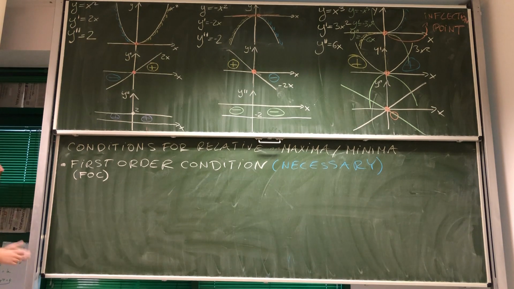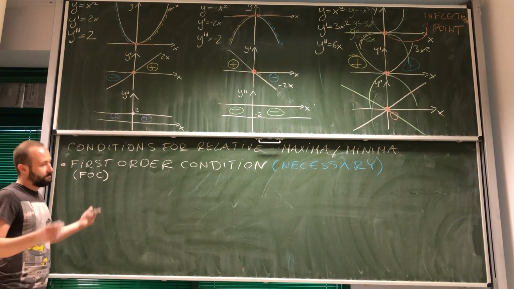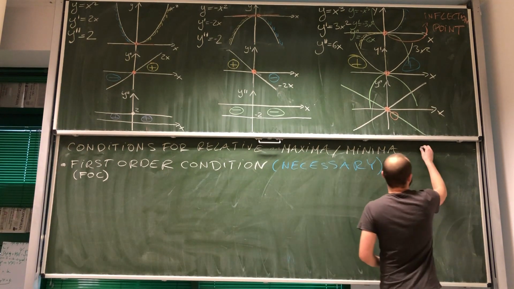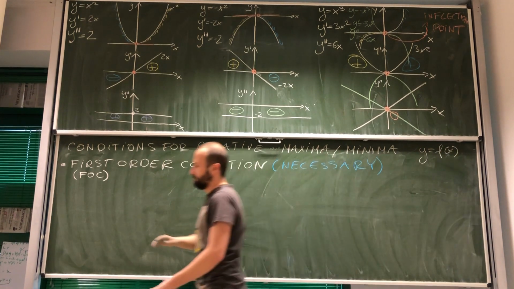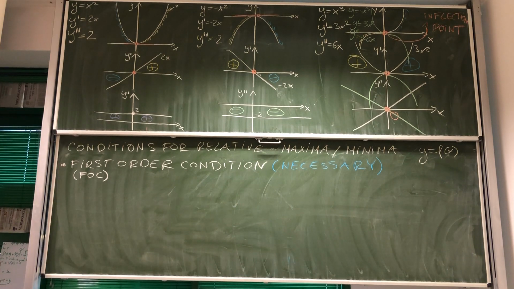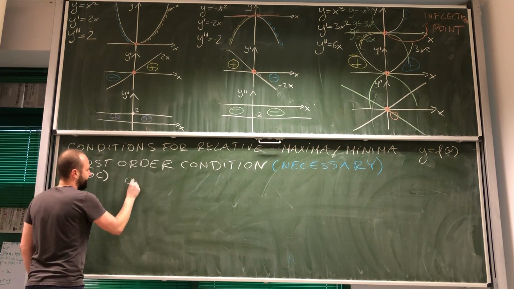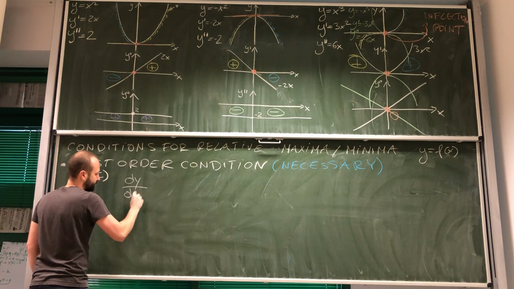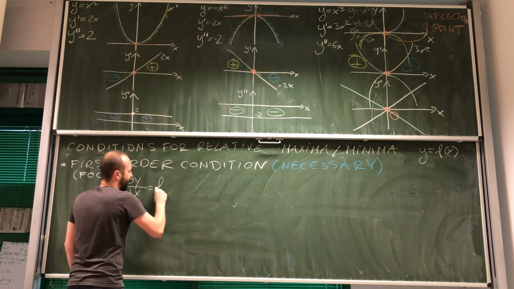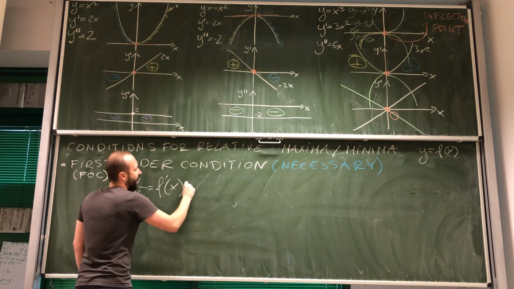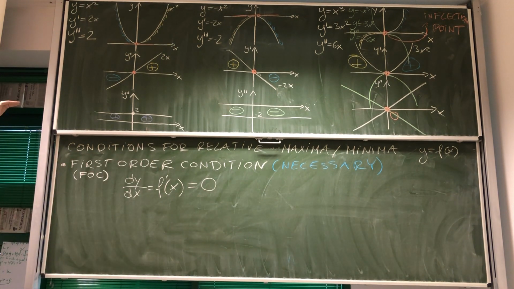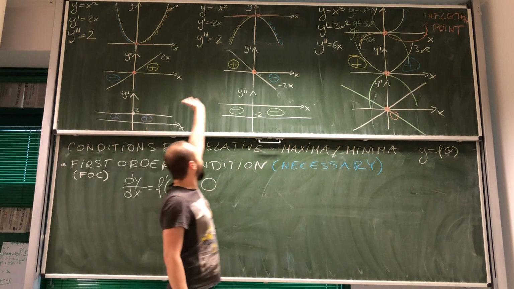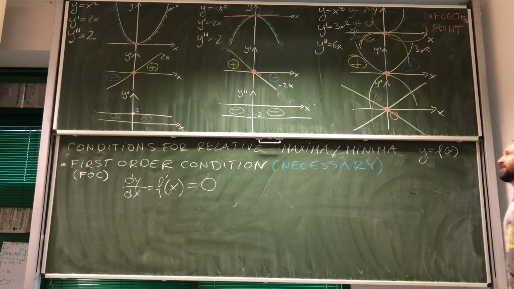Well, it's very simple. Look, if we've got a function y equals f of x, then the first order condition is extremely simple. We calculate the first derivative dy/dx, or we can call it f prime of x, and we equate it with 0, right? We're looking for points where the slope of the function is equal to 0.